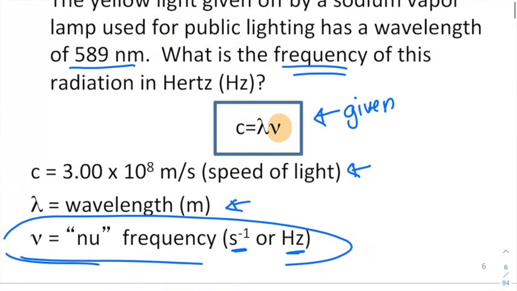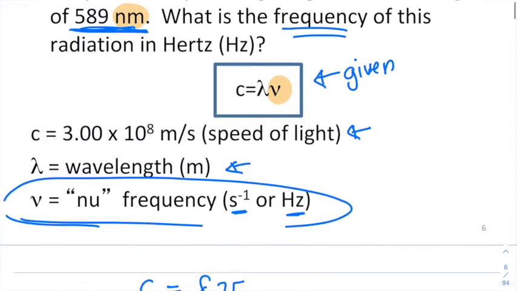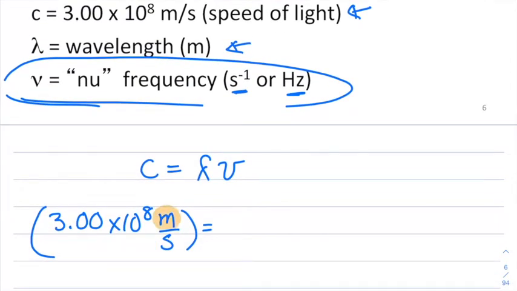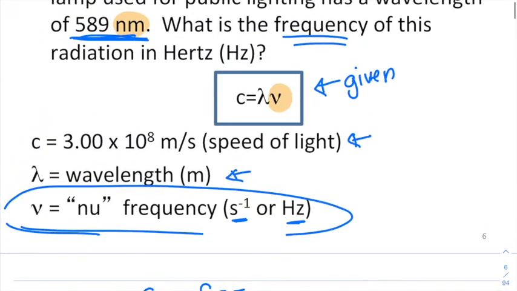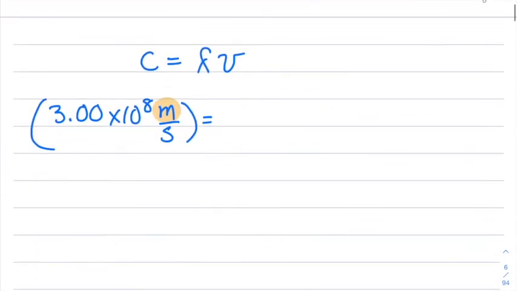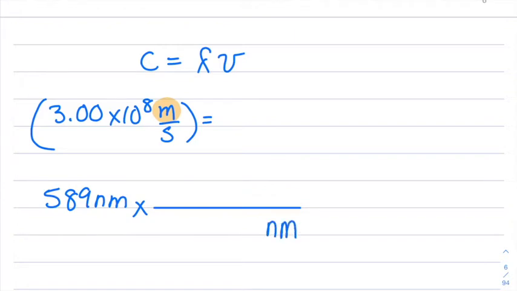equals, now we have to deal with our wavelength. Wavelength here was given in nanometers, but it's in meters over here. We've always got to have matching units. We can't have meters on one side and nanometers on the other, so we need to do a conversion. 589 nanometers. And we need to get this into meters. So because I have nanometers on the top, I'm going to put it on the bottom here, and I'll put meters on the top. All right, what's a conversion between nanometers and meters?